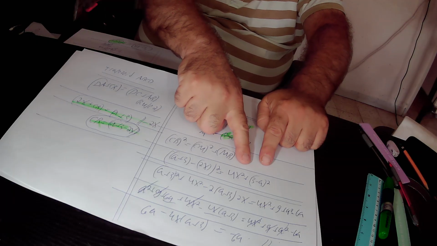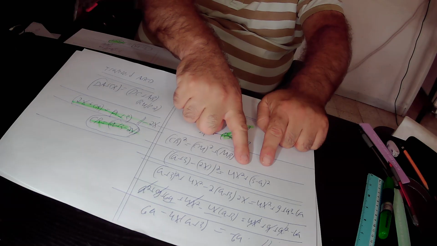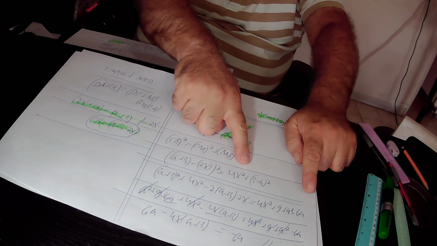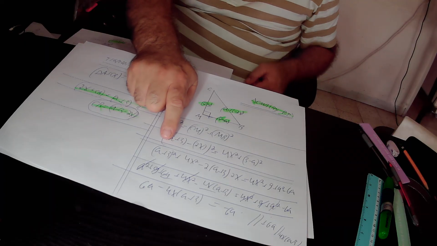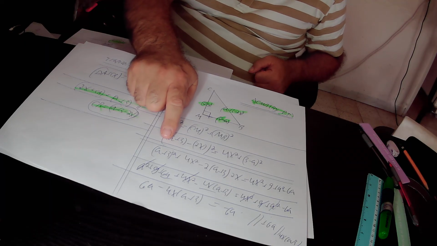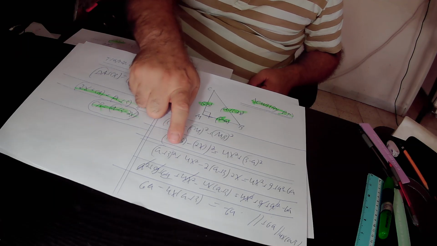3 minus A squared equals 3 squared, that is 9, plus A squared, minus 2 times 3 times A, that is minus 6A. We open the brackets of this expression, and we found out that A plus 3 squared equals A squared plus 3 squared, that is 9, plus 2 times A times 3, that is 6A.